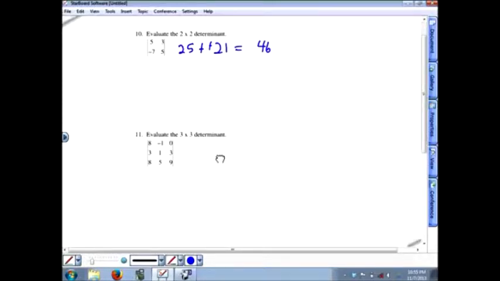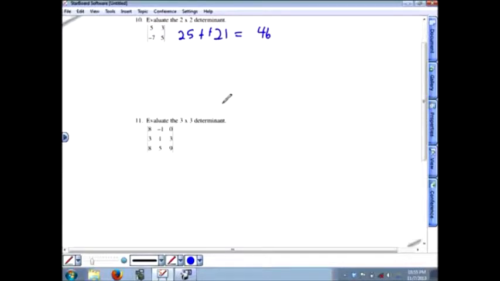A 3 by 3 determinant is a little more complicated. It's a little bit different. You need to expand across a row or down a column, and it doesn't matter which row or column you choose, but it is wisest to choose a row or a column that contains 0.